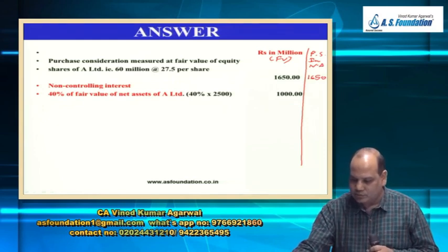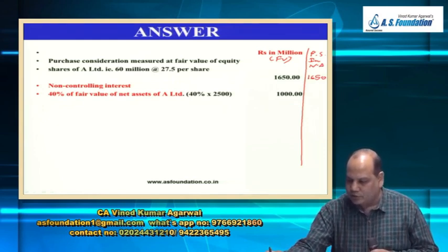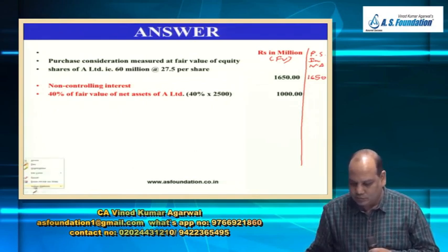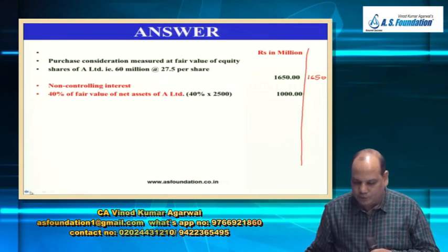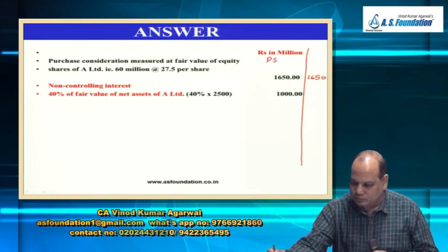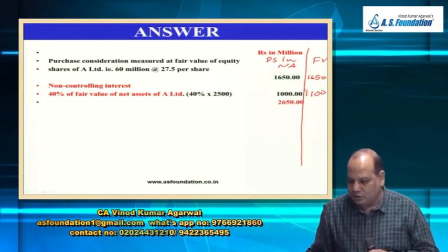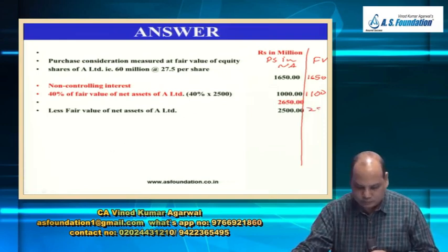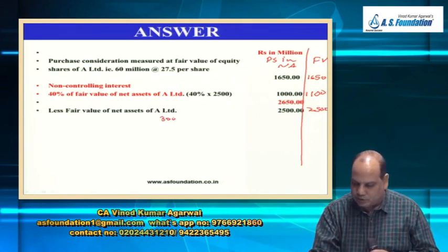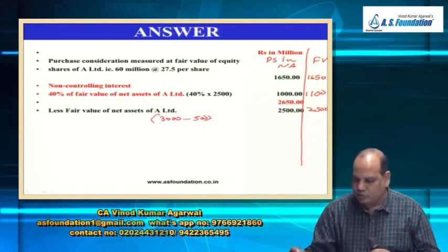Proportionate share in net asset is 1000 and fair value will be 40 into 27.50. How much is that? 1100. Okay. Then you write down next, fair value of net asset: 2500. 3000 minus 500, 2500.